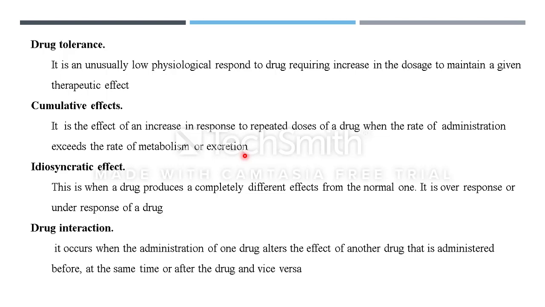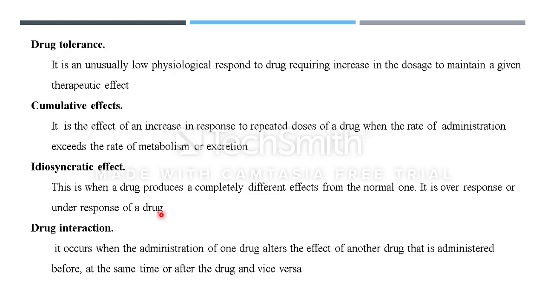Now, the next one is idiosyncratic effect. Idiosyncratic effect. That is when a drug produces a completely different effect from the normal one. It is over response or under response of a drug. So when you take in a drug and the drug gives you a different kind of effect from what you expect, either in a form of higher response or lower response, then we say that it is idiosyncratic.